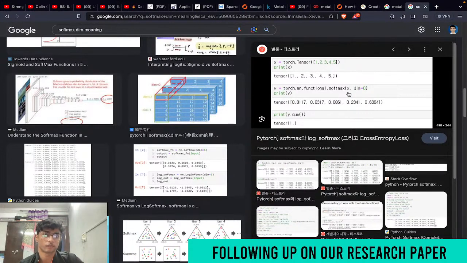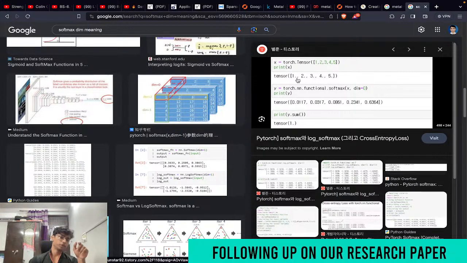Yeah, so you can see it here, right? You can see it here. So they applied it on the zeroth dimension. So it got applied here.